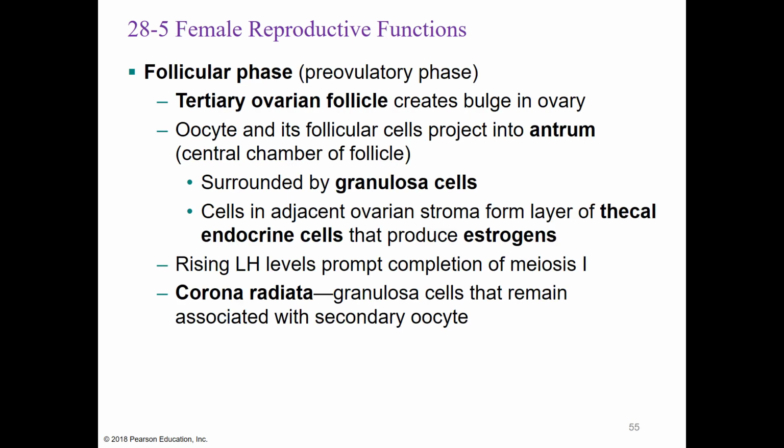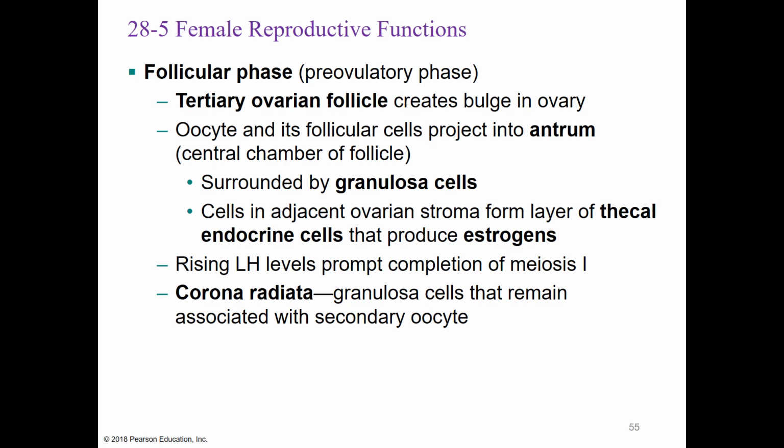So let's go back to that tertiary ovarian follicle. We are in the follicular phase or pre-ovulatory phase of the ovarian cycle, which is the first anywhere between 1 to 13-ish days, and again that's variable, leading up to ovulation. The tertiary ovarian follicle will create a bulge in the ovary, and the oocyte and its follicular cells will project into the antrum, which is the central chamber of the follicle, and I will show you this in an image shortly.